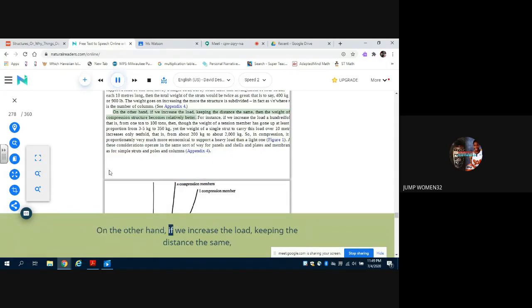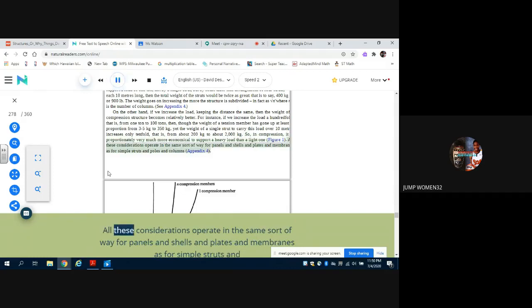On the other hand, if we increase the load, keeping the distance the same, then the weight of a compression structure becomes relatively better. For instance, if we increase the load 100-fold, that is, from 1 ton to 100 tons, then, though the weight of a tension member has gone up at least in proportion from 3 to 5 kg to 350 kilograms, yet the weight of a single strut to carry this load over 10 meters increases only 10-fold, that is, from about 200 kilograms to about 2,000 kilograms. So, in compression, it is proportionately very much more economical to support a heavy load than a light one.